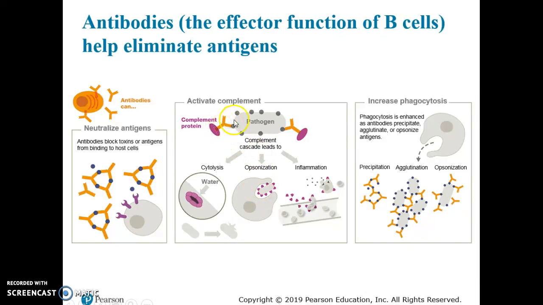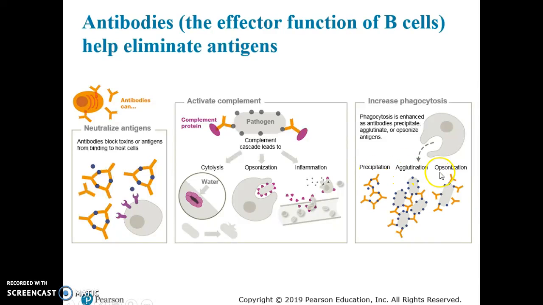Opsonization, the complement binds to the pathogen, and that helps the efficiency of phagocytosis. And then complement also leads to inflammation, and we looked at all of these different processes in chapter 11, the innate immune response. All right, complement is part of the second line of defense, even though it's activated by antibodies in the third line of defense. All right, and then increased efficiency with phagocytosis.